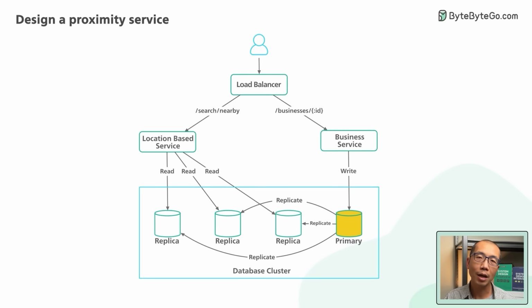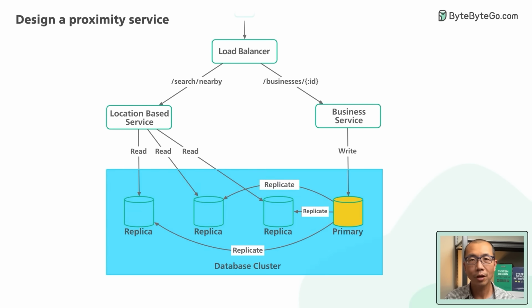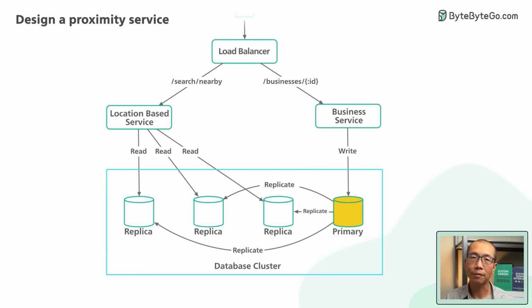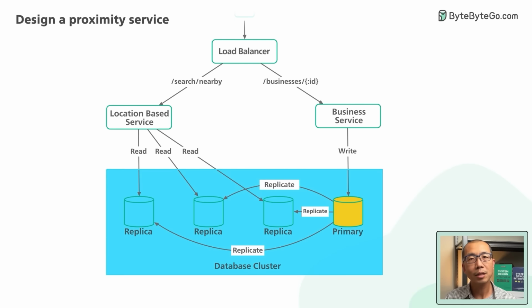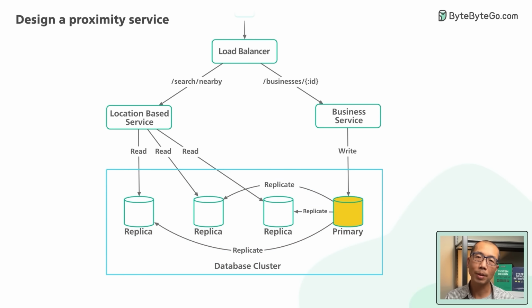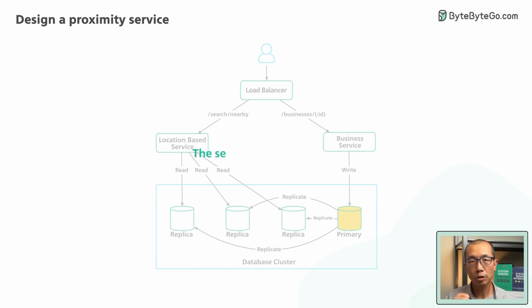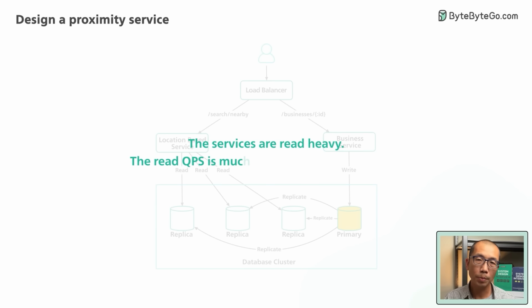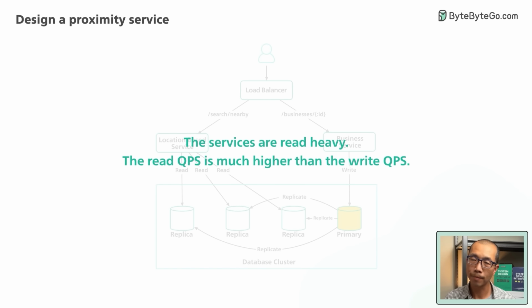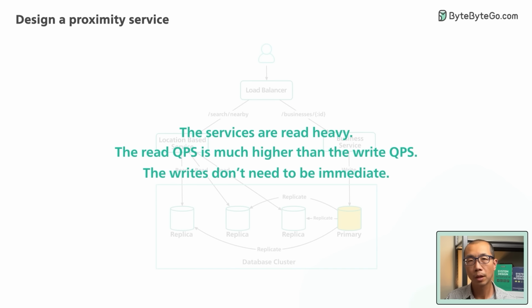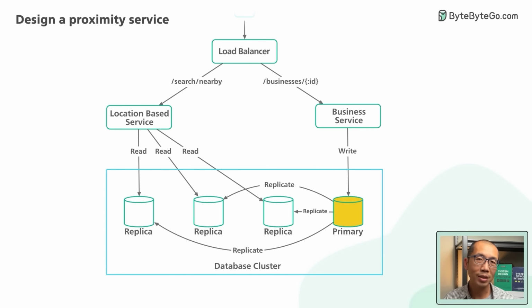Next in the high-level design diagram is the database cluster. We have not discussed what kind of database we would use. We'll visit that topic in the deep dive. However, based on the access patterns and the read-write query volume, we already know enough to take a crack at what database topologies to use. Let's summarize what we know so far. The services are read-heavy. The read QPS is much higher than the write QPS. The writes don't need to be immediate. The search data set is not very large at all. The business data set is a bit bigger, and we might need to optimize it. We will revisit that in a bit.